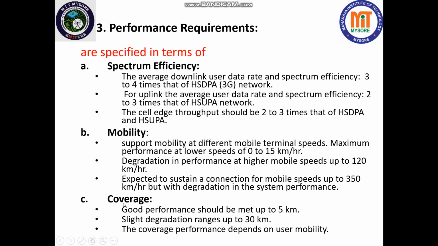And the next one is coverage area. Good performance should be met up to 5 kilometers. If you have a base station here, in a circumference of 5 kilometers you will have good coverage, or performance will be good. Slight degradation up to 5 to 30 kilometers. And the coverage performance again depends on user mobility. If you are moving, then the performance will be different.